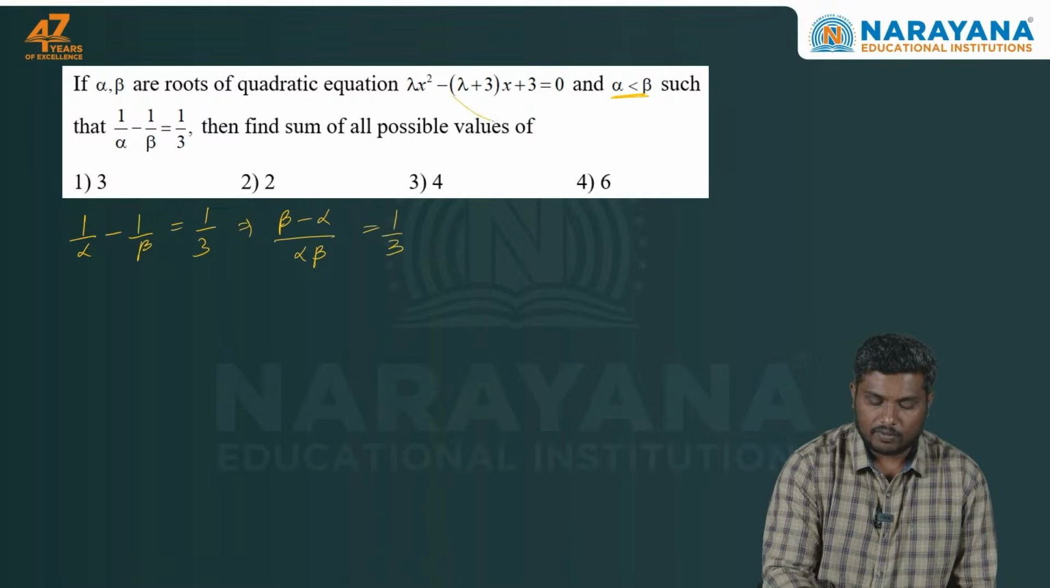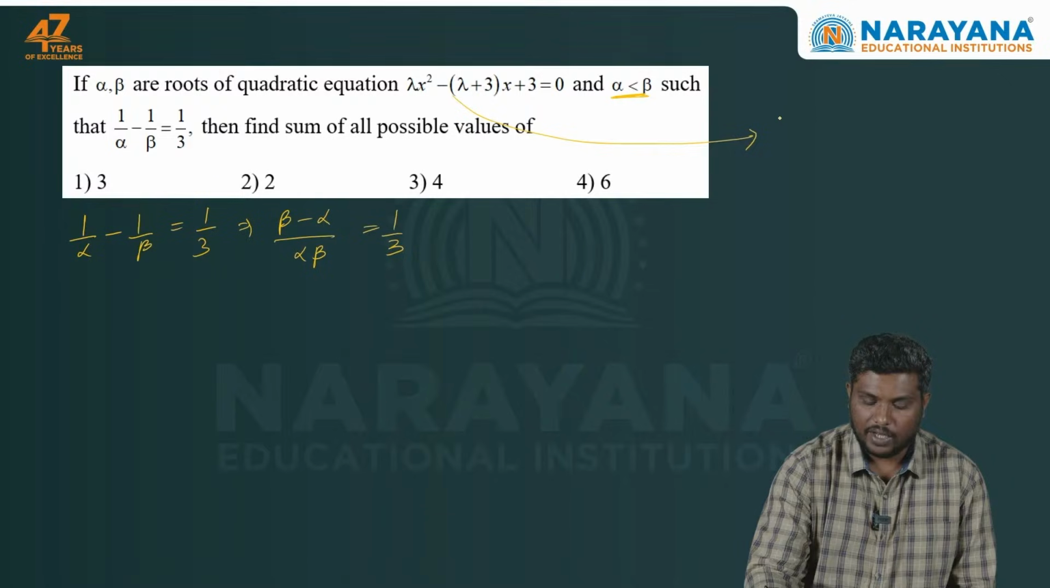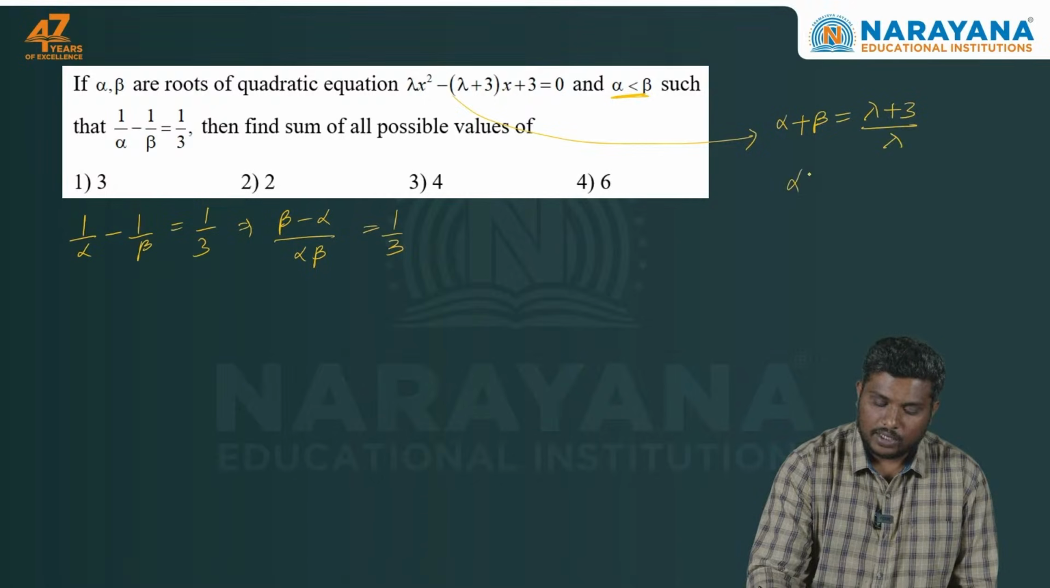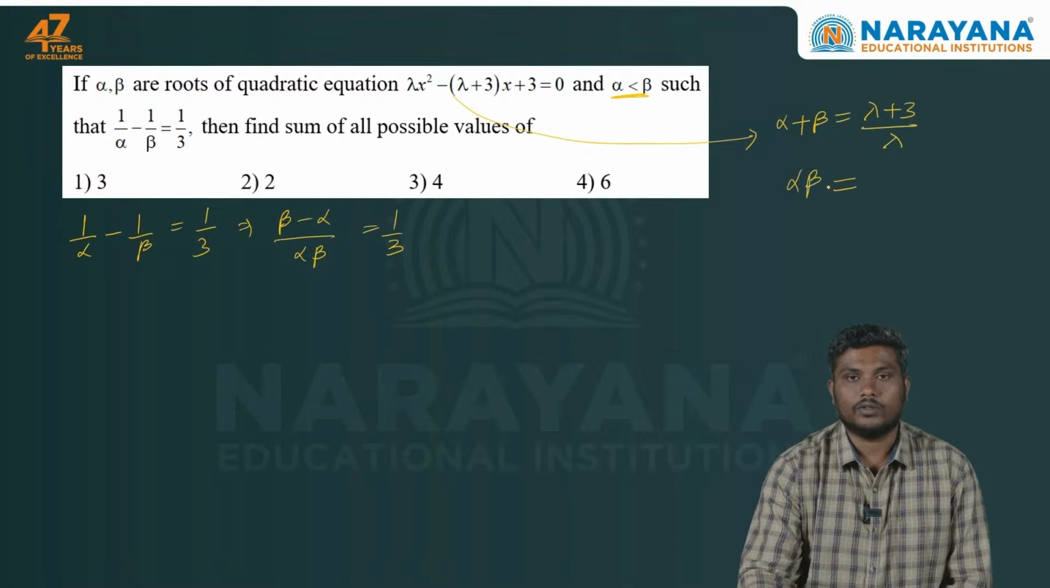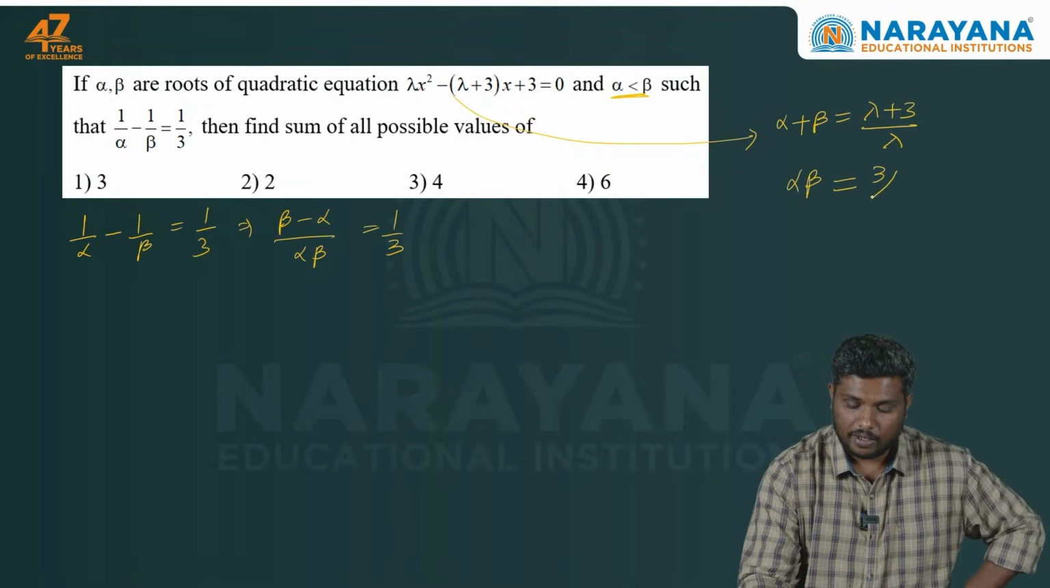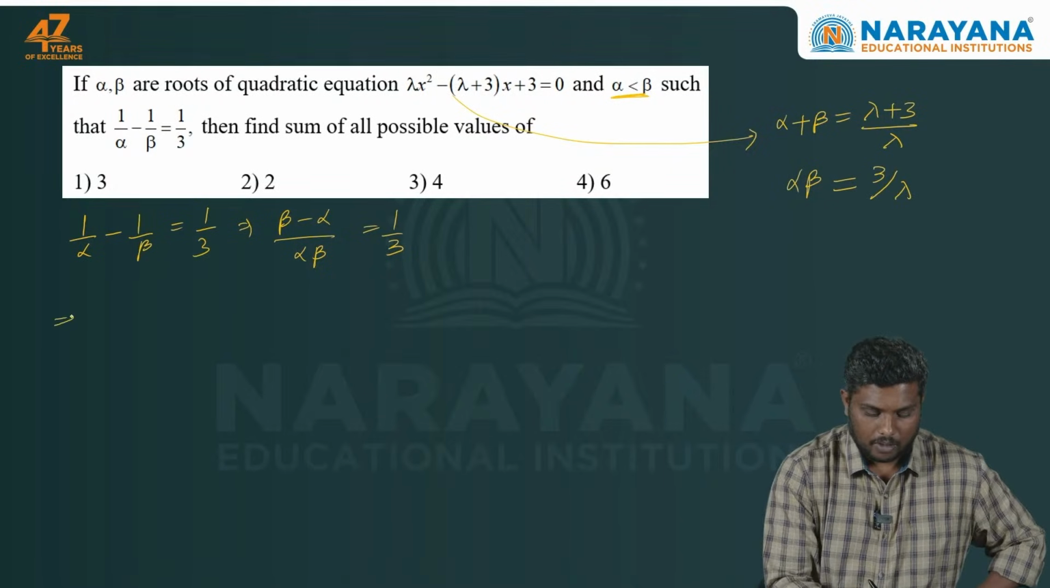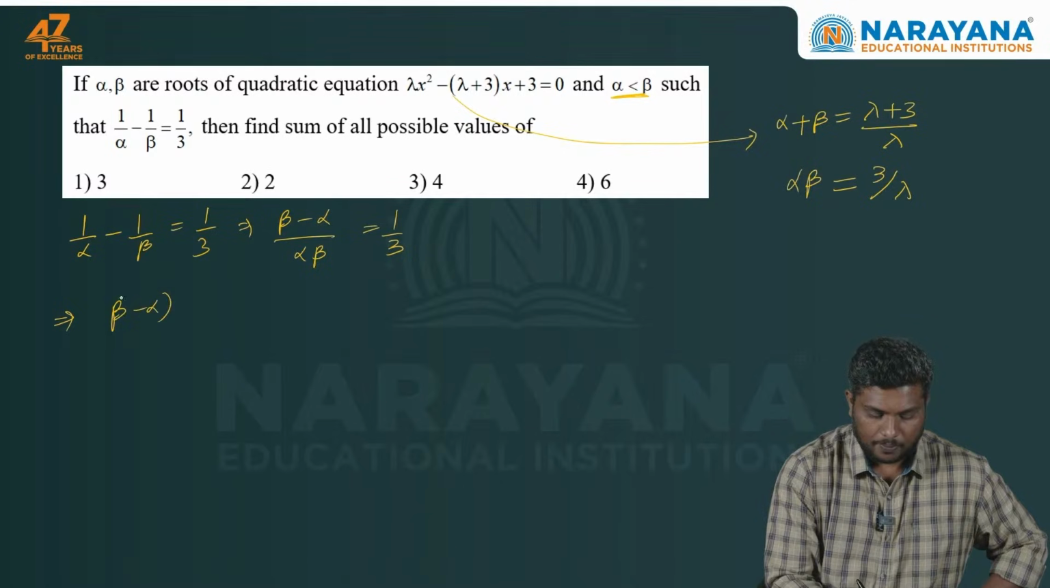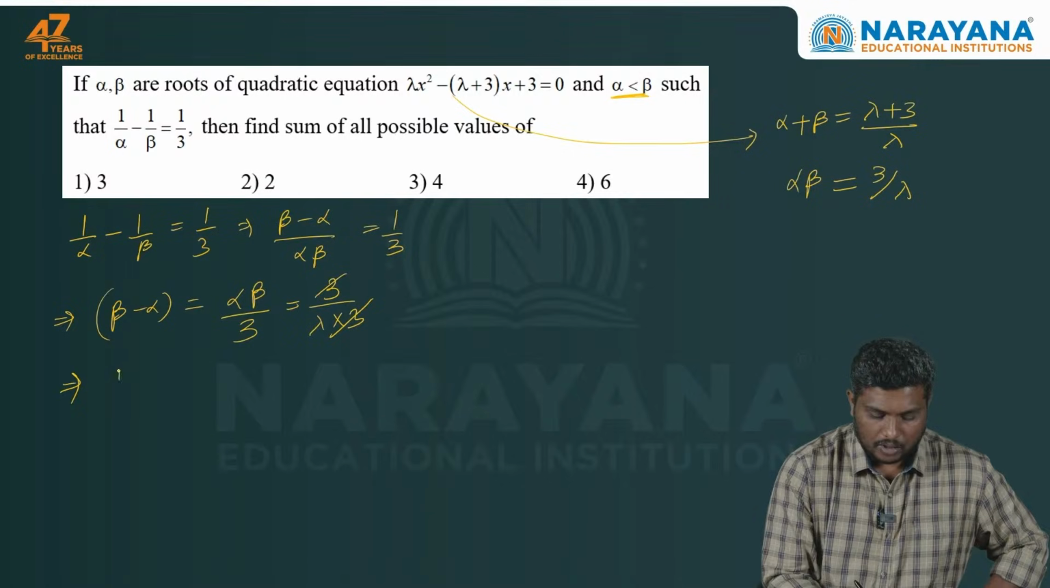So from this equation, one can easily identify what is alpha plus beta, which is lambda plus 3 by lambda, and what is alpha beta, the product of the roots. The product of the roots is 3 by lambda. Now beta minus alpha is equal to alpha beta by 3. What is alpha beta? 3 by lambda into 3. 3 cancel out. So guys, we are getting beta minus alpha is equal to 1 by lambda.